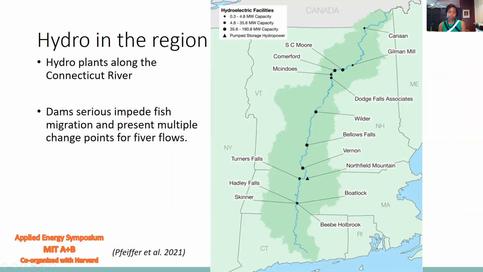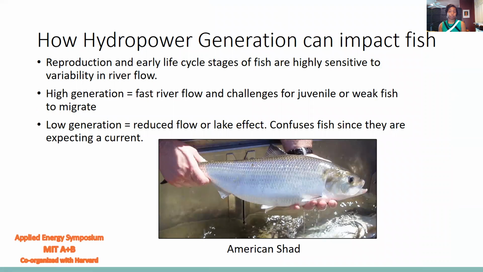There are multiple hydropower plants along the Connecticut River. Each circle represents a traditional hydropower plant, and each triangle represents a pumped hydro storage facility. And just a key thing to note is that these dams seriously impede fish migration and present multiple change points for river flows. And that can seriously impede fish migration.